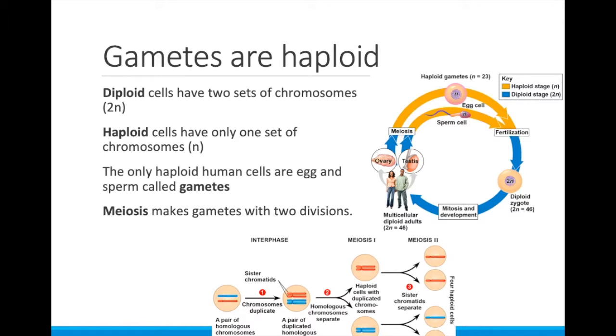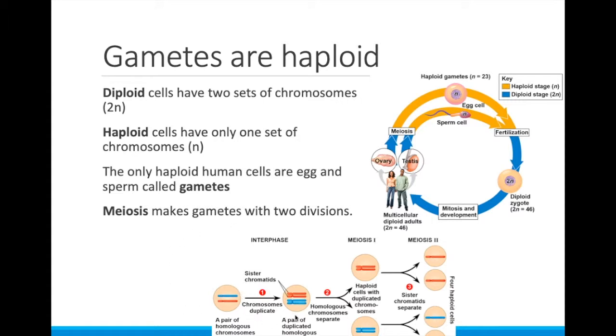When we do meiosis, we make haploid cells called gametes. The only gametes are eggs and sperm in humans. Meiosis is actually going to take us two divisions. In mitosis, we divided once and made identical cells. But since we want to cut the number of chromosomes in half, we're going to divide twice.